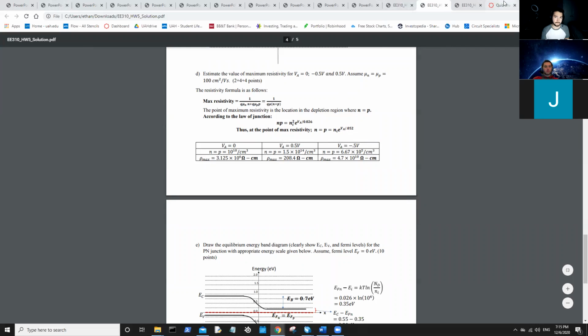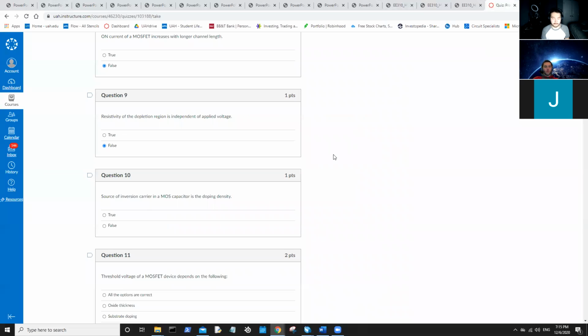resistivity. So another thing about these questions is if you have your formula sheet, a lot of the questions you can answer correctly by just looking at a formula and understanding what it's saying or how it's used later on. So the resistivity is independent of applied voltage. It is not, as we saw in that formula, VA is in the formula. Therefore, it's not independent.